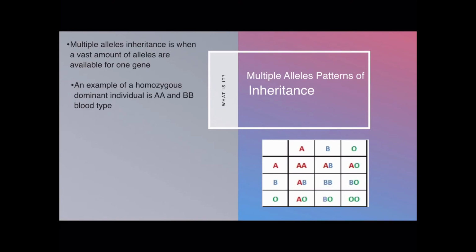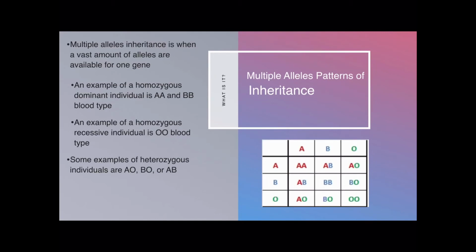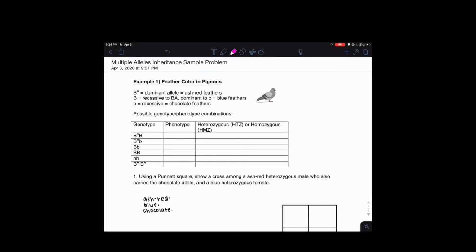So the homozygous dominant individual has type A and B blood, and the homozygous recessive individual has type O blood, and the heterozygotes could be either AO for A blood type, BO for B blood type, or AB for a codominant blood type. Multiple alleles inheritance sample problem. Example 1, feather color in pigeons.